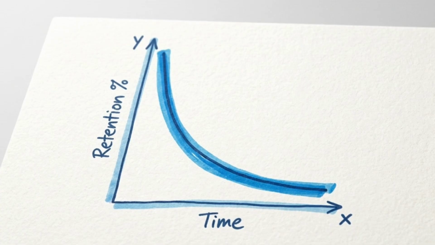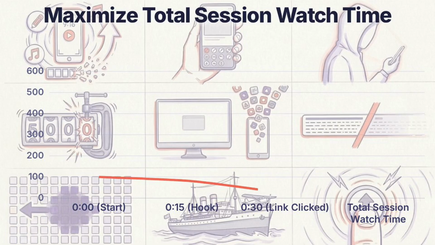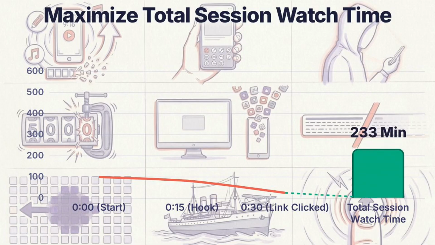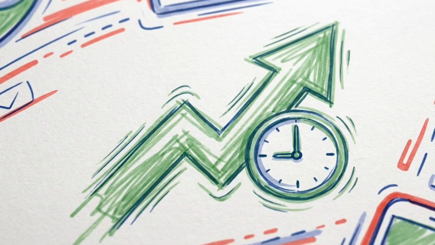You might worry that viewers clicking the link will leave your short early, hurting its retention. By linking related content, you intentionally sacrifice an individual short's retention to maximize session watch time. YouTube rewards channels that keep users trapped on the platform, and this link is exactly how you do it.